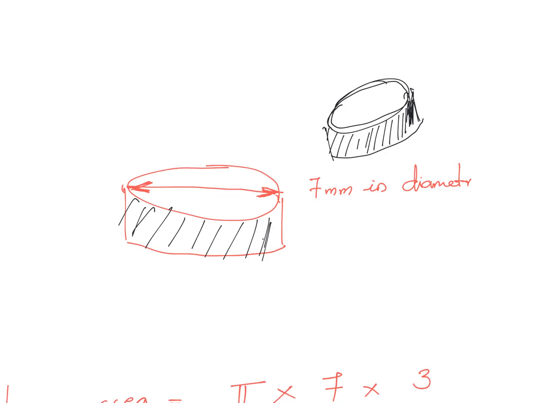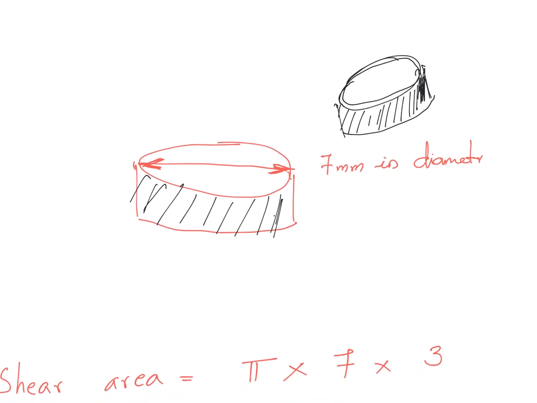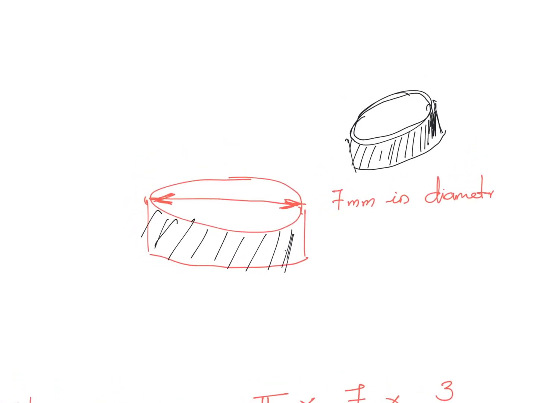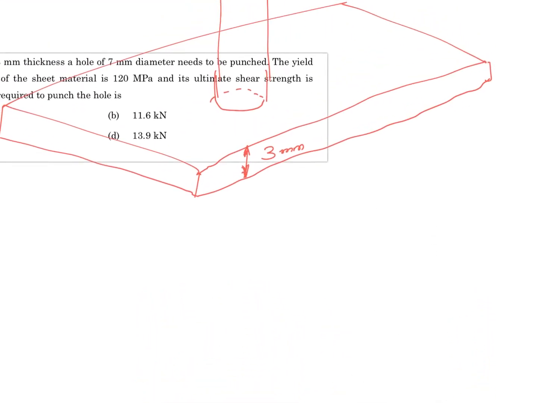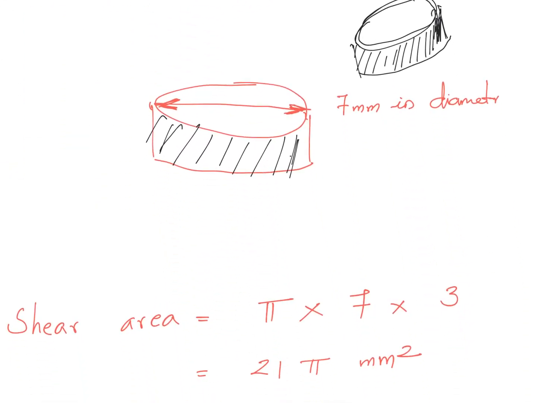Once area is known, what kind of failure mechanism is there? It is actually getting sheared from the parent material. Makes sense? It is actually getting sheared. So you need to see what is the ultimate shear strength of the material. So ultimate shear strength times this area will give us the force required.